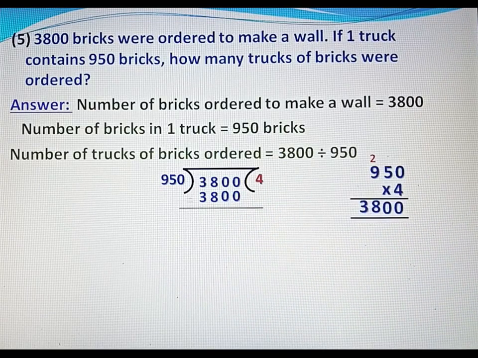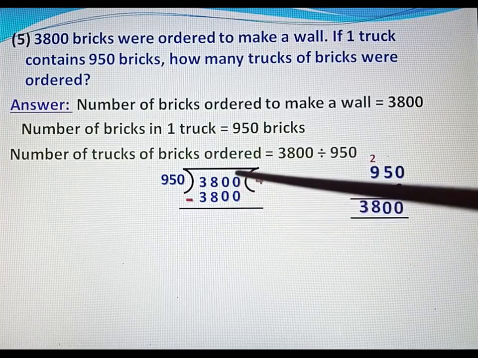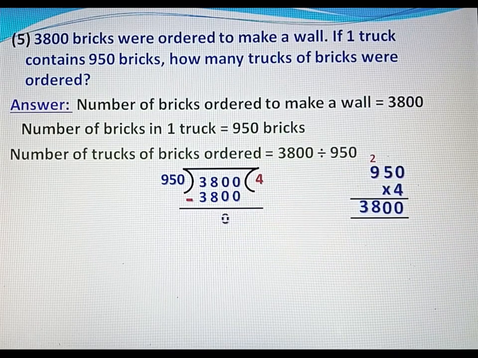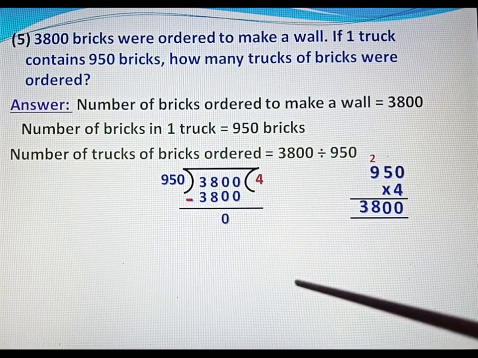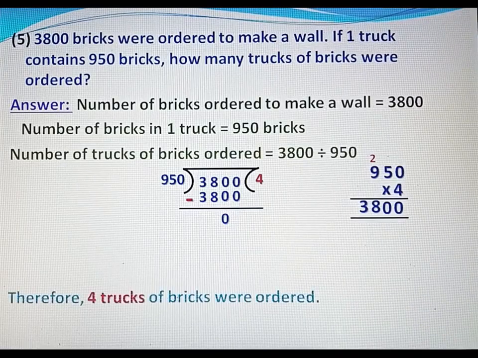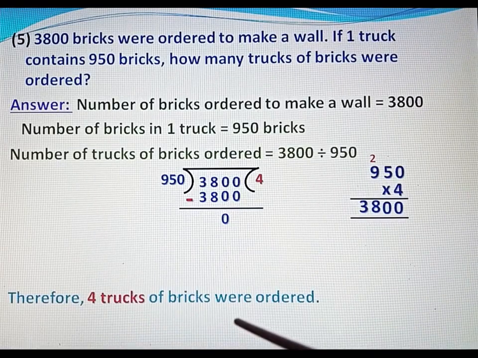You can easily subtract. See, 0 minus 0 is 0, 0 minus 0 is 0, 8 minus 8 is 0, 3 minus 3 is 0. Hence the remainder is 0 and the quotient is 4. Therefore, 4 trucks of bricks were ordered.